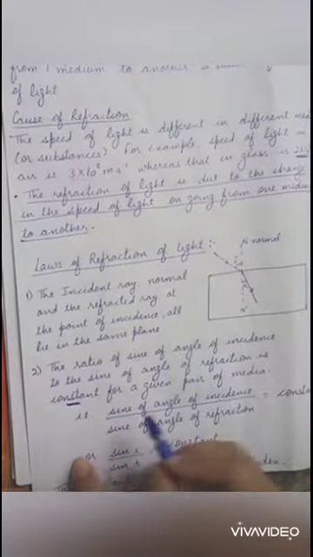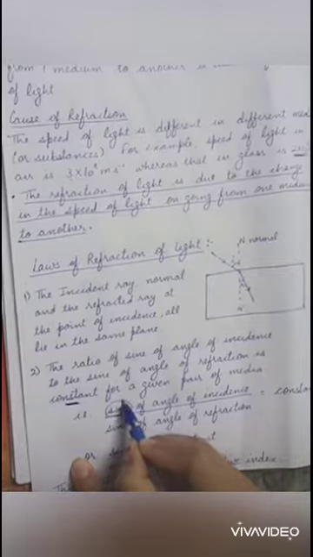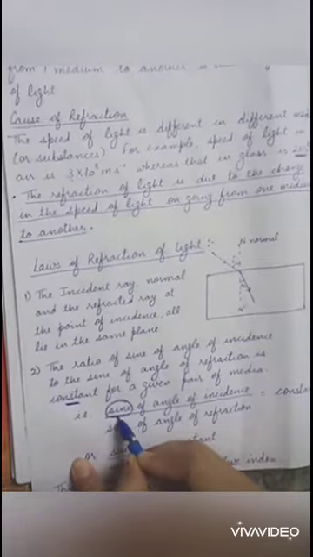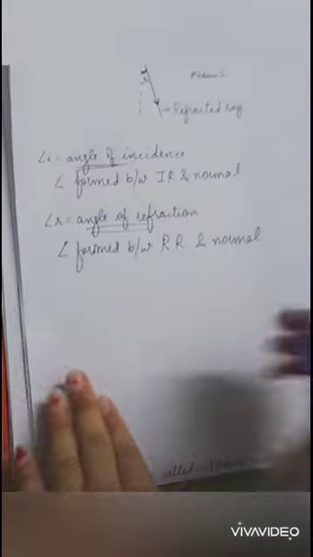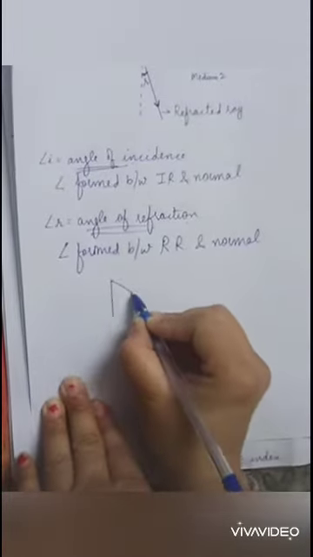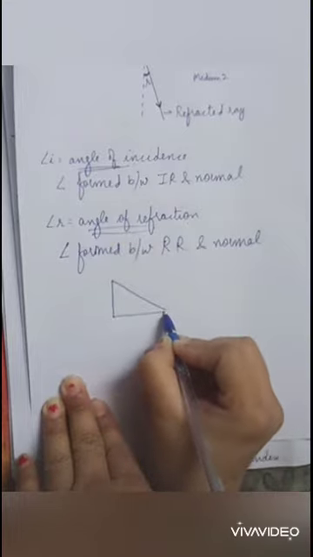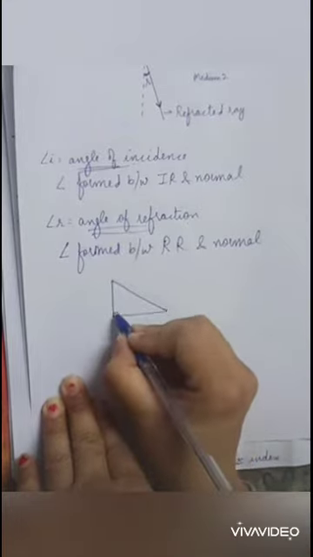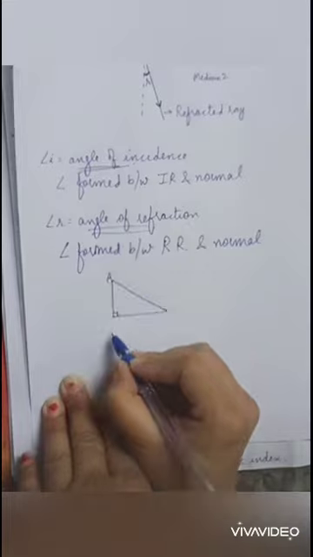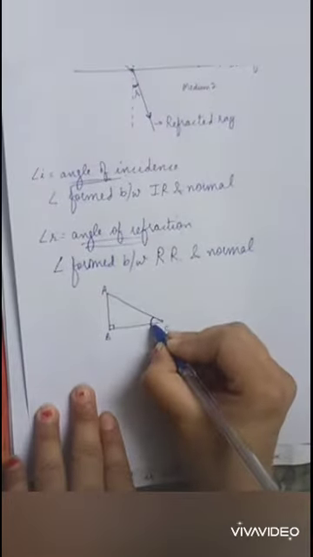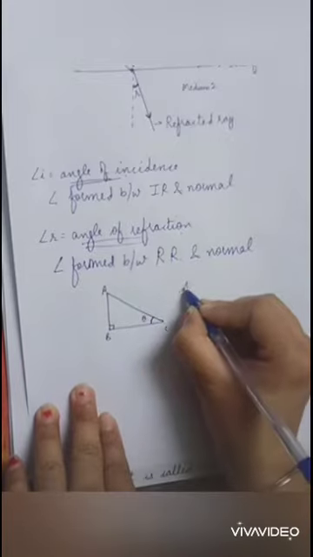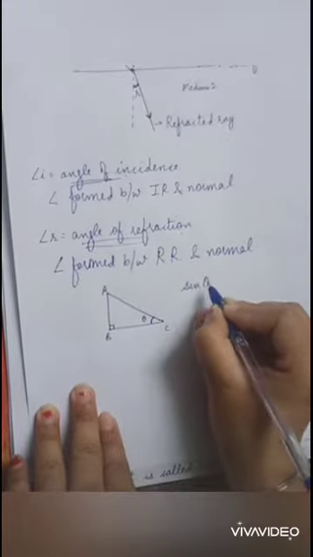Now, do you know what the sine is? Sine of angle of incidence. What is the sine? It's a trigonometric ratio. Suppose I have a right angle triangle ABC. Here, this angle is theta. I want to find out the value of sine theta.